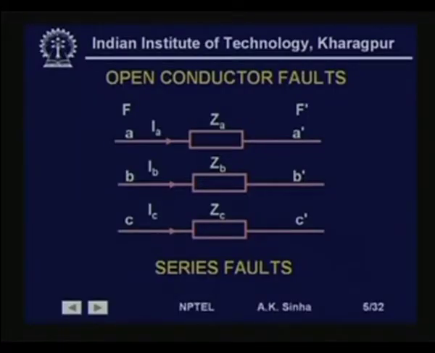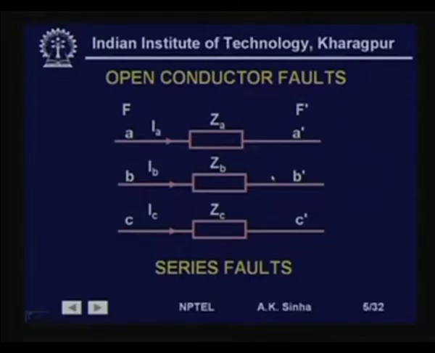Now, if we assume ZA to be infinite or very large, we can simulate a fault which is an open circuit on phase A. Similarly, ZB or ZC can be made infinite or very large, which will simulate a fault of open circuit of phase B or C. So, in this way, by making these impedance values very large or infinite, we can simulate open circuit faults on this system, and that is why these open conductor faults or open circuit faults are sometimes called series faults. That means what we are doing is introducing a large impedance in series with the circuit for simulating these faults.